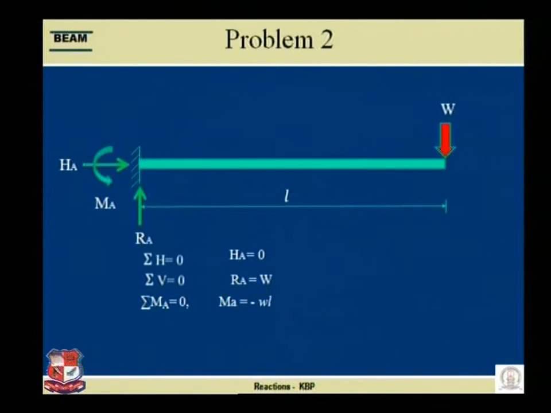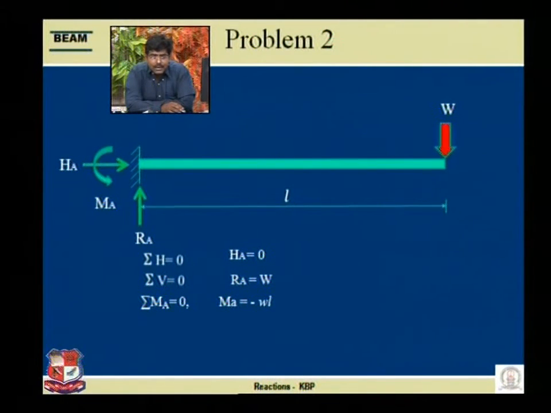Next, second problem. Second problem is just like a cantilever beam. One end is fixed, another is free, and at the free end the point load is applied over here. Now our aim is to find out HA, RA and MA. Applying the first equilibrium condition, sigma H is equal to 0. In the whole system, only a single force HA is acting, so HA comes to be 0.